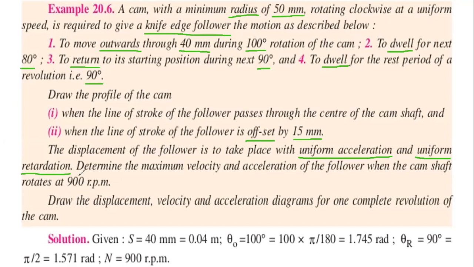Determine the maximum velocity and acceleration of the follower when the camshaft rotates at 900 rpm. So the speed is also given, which is 900 rpm. So we have to find the maximum velocity and acceleration of the follower. Next, draw the displacement diagram, velocity and acceleration diagrams for one complete revolution of the cam.